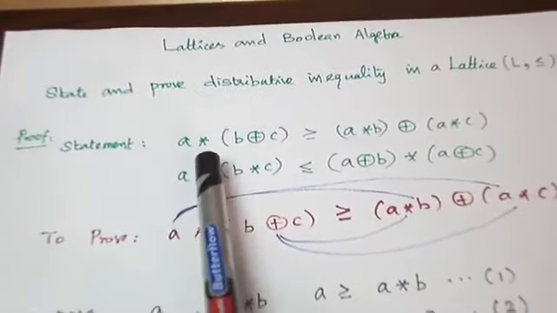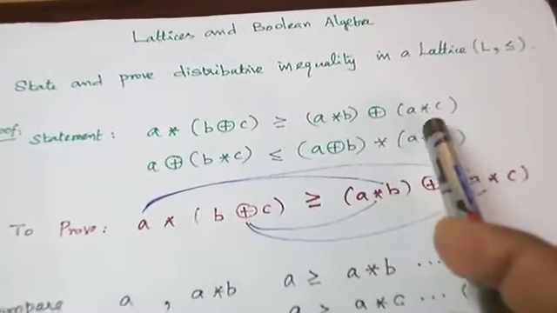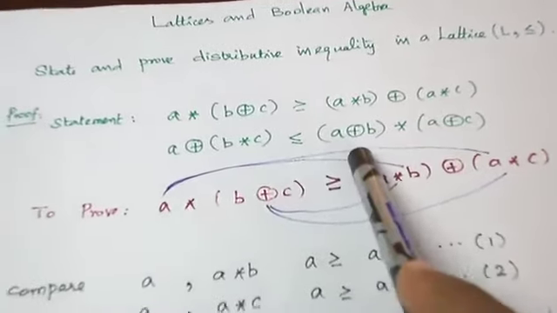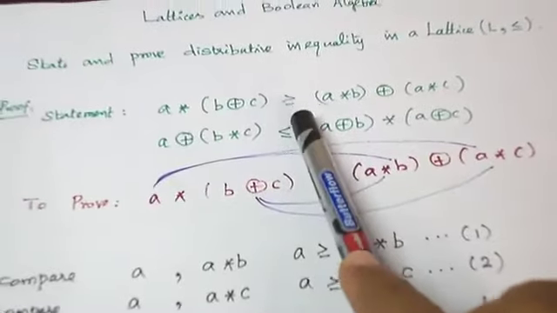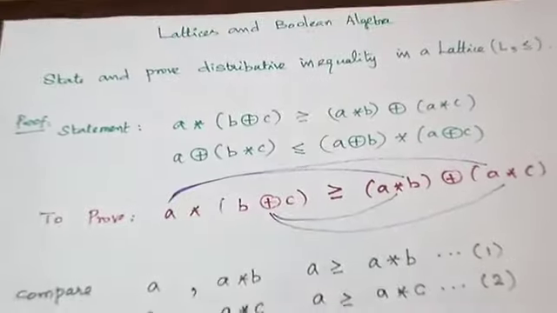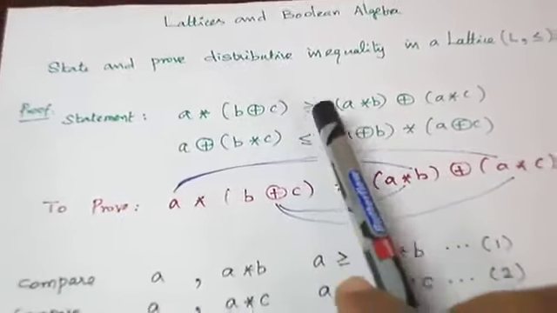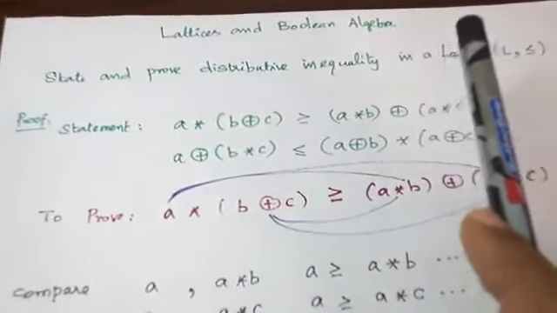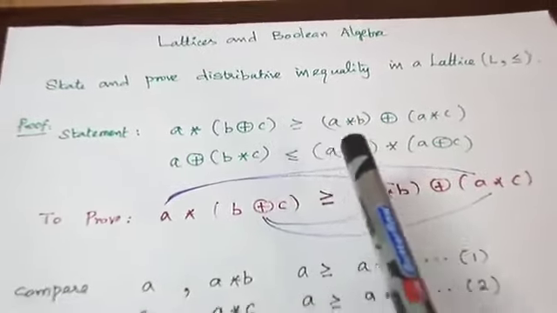Statement is this: A * (B + C) is greater than or equal to (A * B) + (A * C). Similarly, A + (B * C) is less than or equal to (A + B) * (A + C). Actually, we have to read it as related to, but here we can understand it like a less than or equal to inequality. And if equality exists for all the elements A, B, C, then the lattice is called distributive lattice. But in general, equality cannot hold, only inequalities can hold.